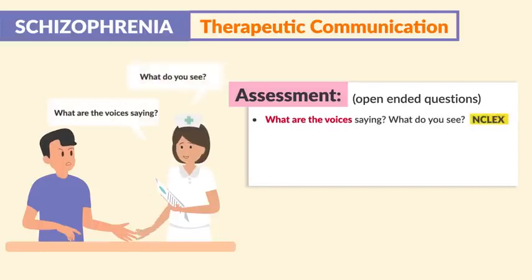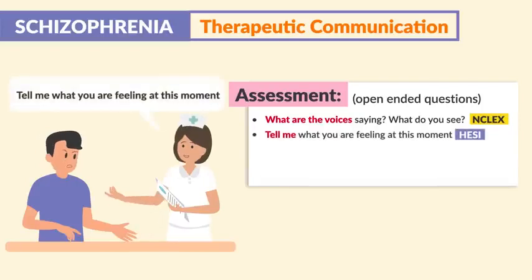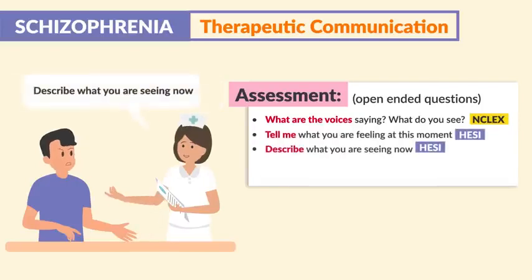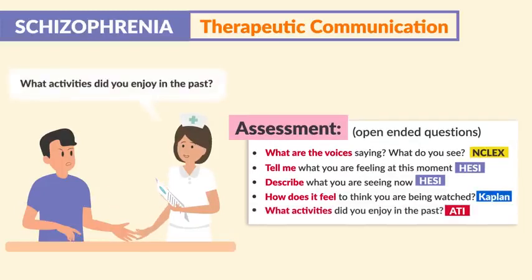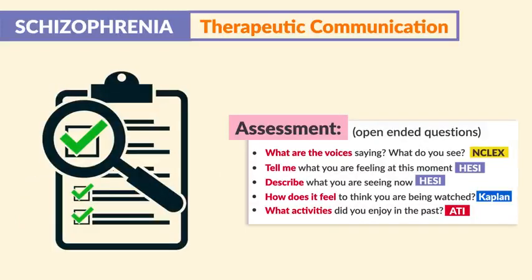This actually was an NCLEX question, so I'd write this one down. You see how this question is open-ended. It doesn't end with a yes or no answer. It dives into a deep assessment. So Hesse mentions, "Tell me what you're feeling at this moment. Describe what you are seeing now." You see how deep we're going into this assessment. And Kaplan mentions, "How does it feel to think you are being watched?" And ATI, "What activities did you enjoy in the past?" See how each question is an assessment.